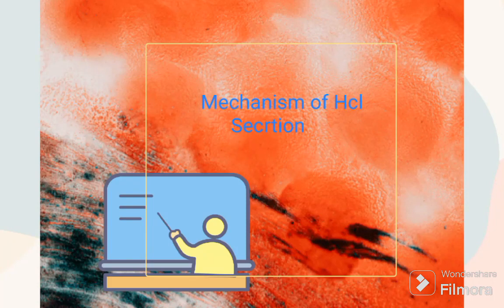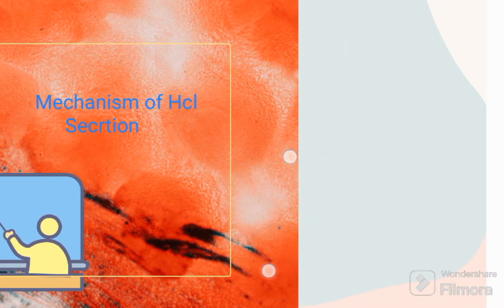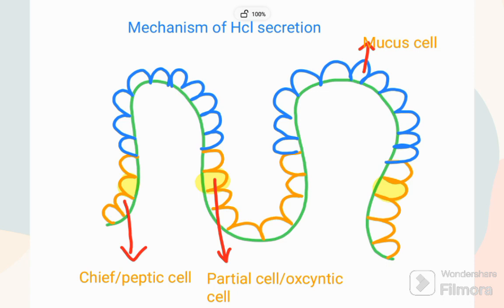Good morning everyone. Today we are going to talk about the mechanism of HCl secretion. This carries 5 marks and might be asked as a short note. Usually the HCl is secreted from the parietal cells on the mucosal layer of the gastric secretions.